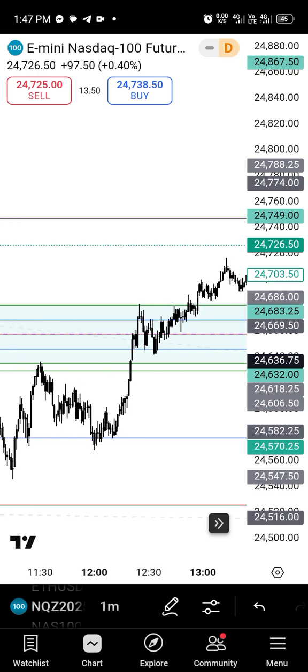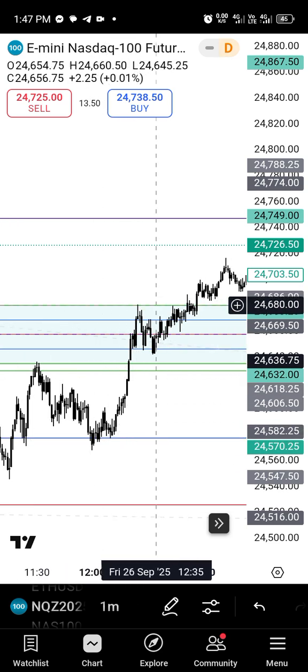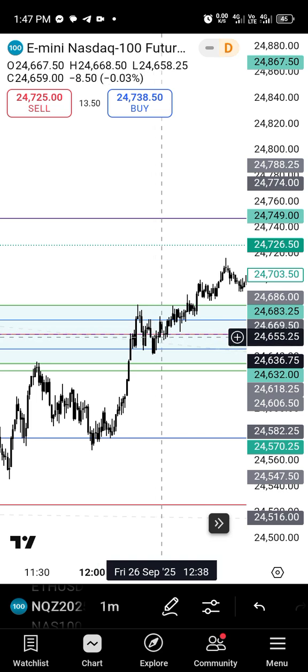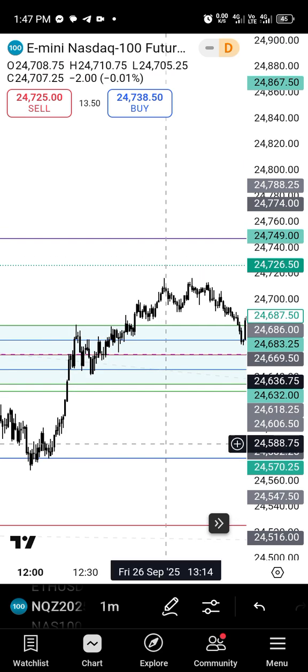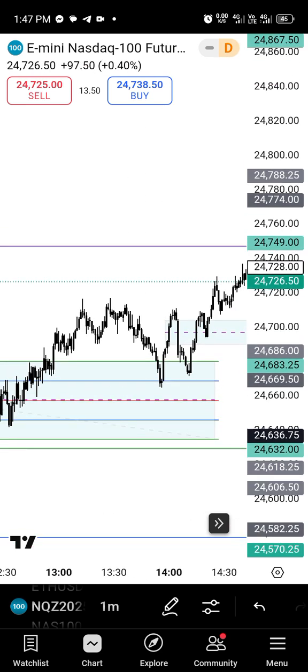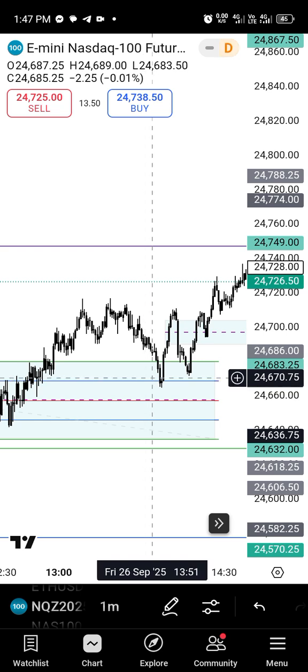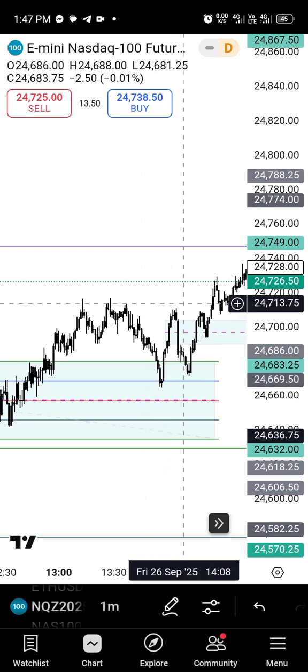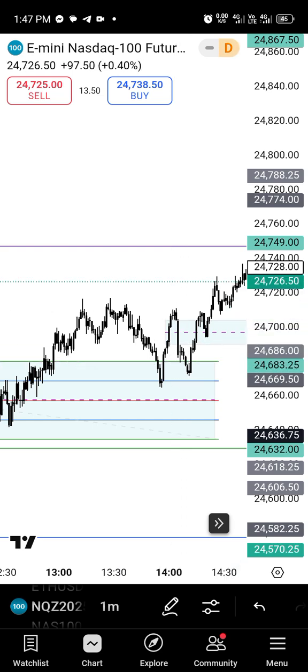And then you can see how price pumped up, then consolidated between this consequent encroachment of our first presented fair value gap, and then went up a bit, came back to the higher quadrant of the first presented fair value gap, and then came back to the high of the first presented fair value gap.